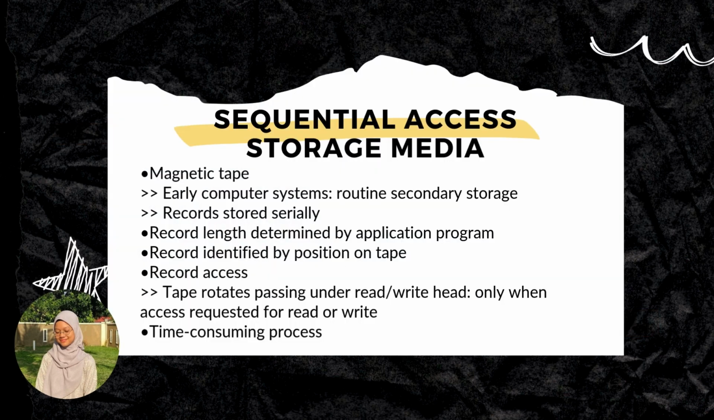Next is sequential access storage media. Magnetic tape was the routine secondary storage in early computer systems. A sequential access storage device can easily be visualized as an archival magnetic tape that writes and reads records in sequence from the beginning of a reel of tape to the end.